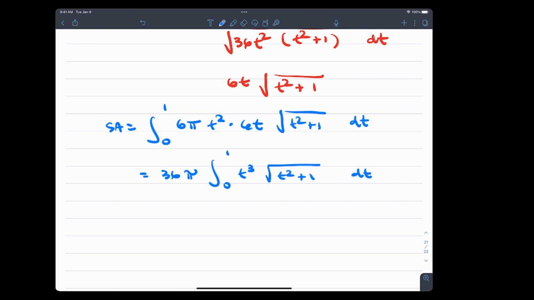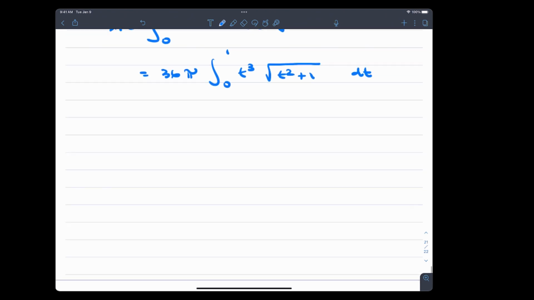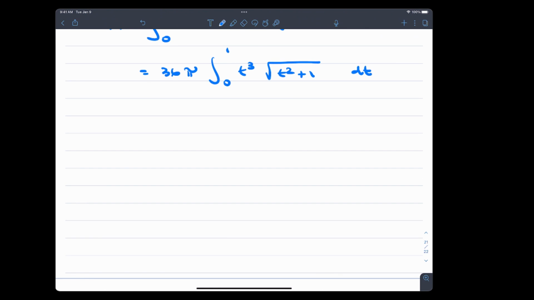All right, so double check, ladies and gentlemen, that I'm doing the arithmetic okay. It looks like I'm good. But then what do you have to do? You have to integrate.